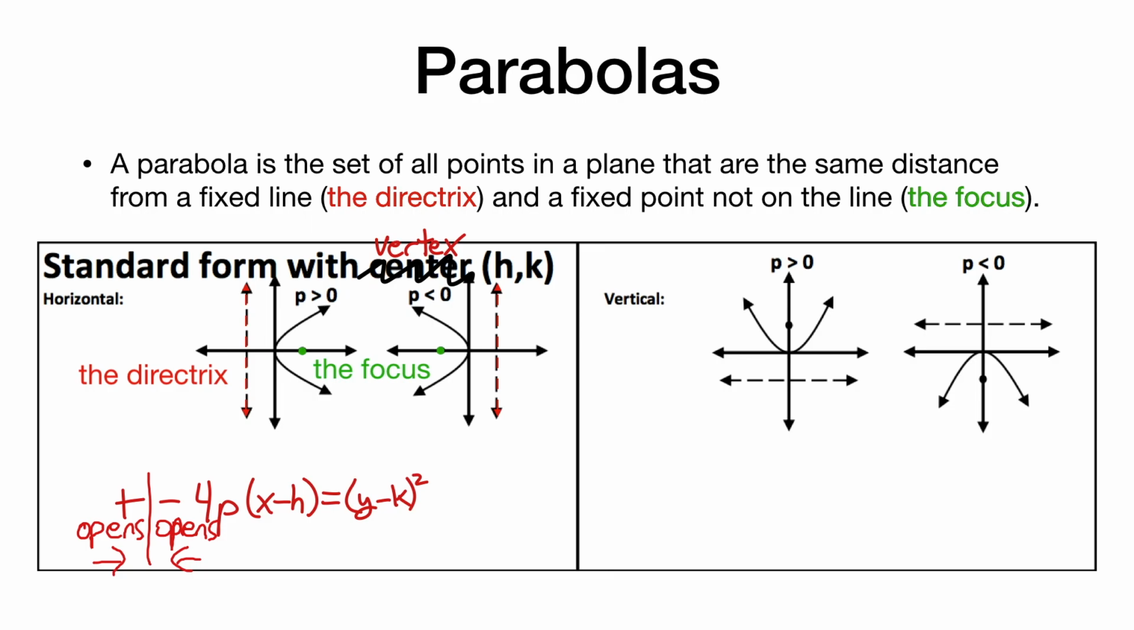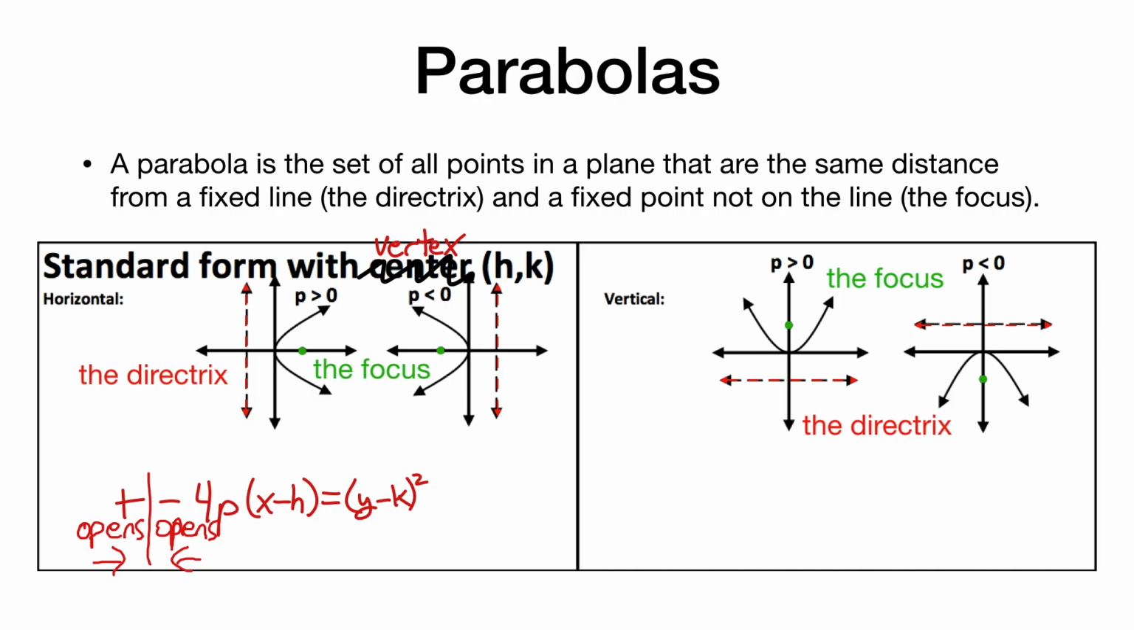Now let's talk about vertical. With vertical, you can see that we have a directrix on each. Whenever it opens up, the directrix is below. Whenever it opens down, it's above. Then we also have a focus, and just like last time, it appears that the parabola is eating it. So if the focus is above, it opens up. If the focus is below, it opens down.